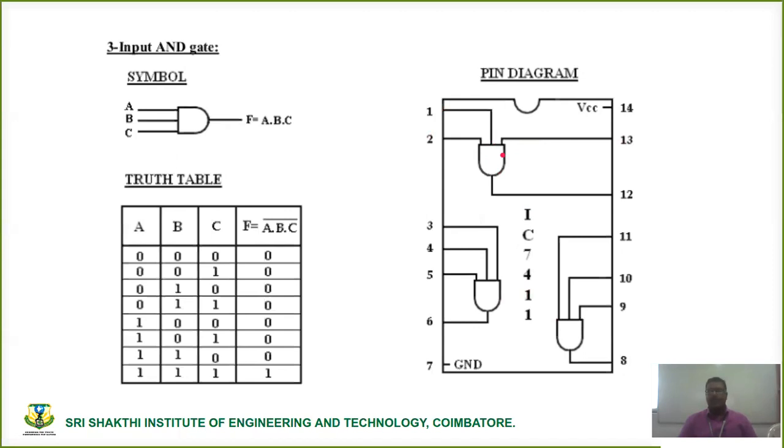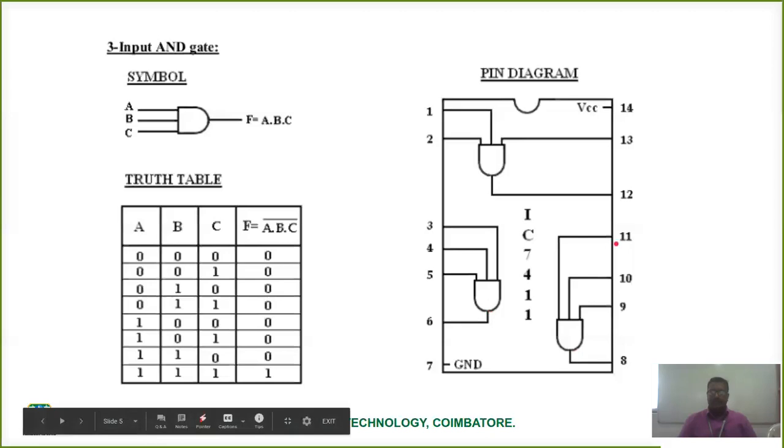Pin number 13, my output will be pin number 12, right? And for the second gate, my inputs are 3, 4, 5, and output is 6. And for the third gate, my inputs are 11, 10, and 9. My output is 8. So only 3 gates will be there inside 7411.